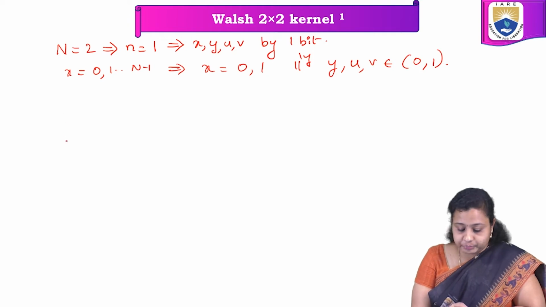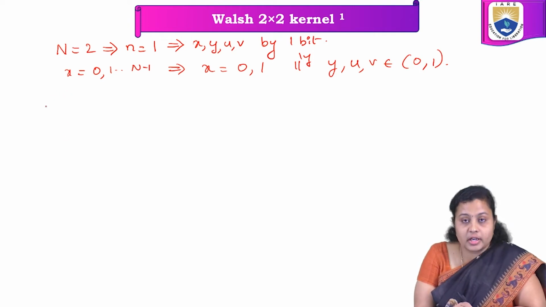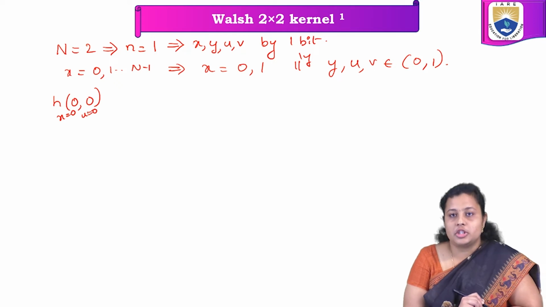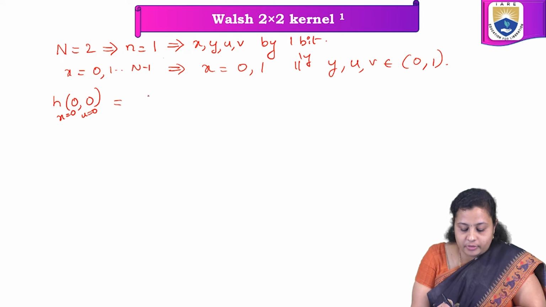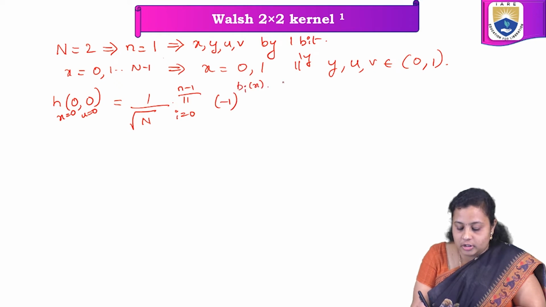Right? Now let's calculate the value of the Walsh-Hadamard coefficient, which we are representing as h of 0, 0. So x is equal to 0, u is equal to 0, and we are representing the values by 1 bit. So we get the value as 1 by square root of capital N into sum over i equal to 0 to n minus 1 of minus 1 to the power bi of x into b n minus 1 minus i of u.